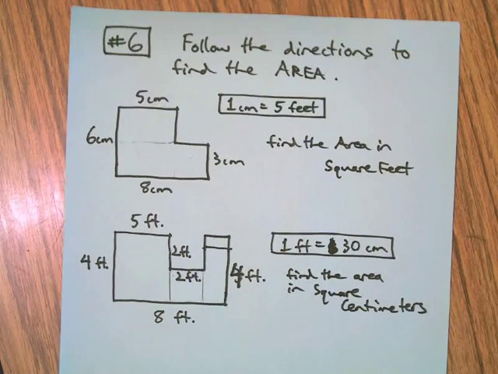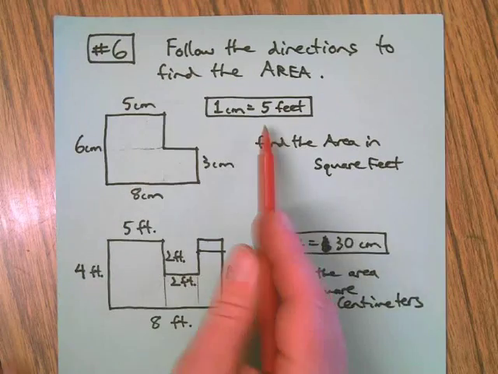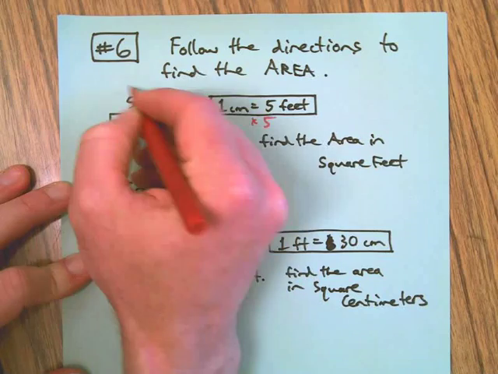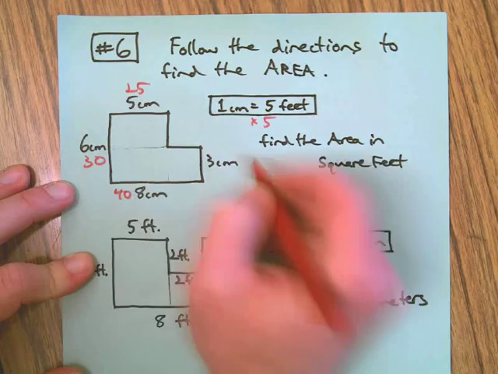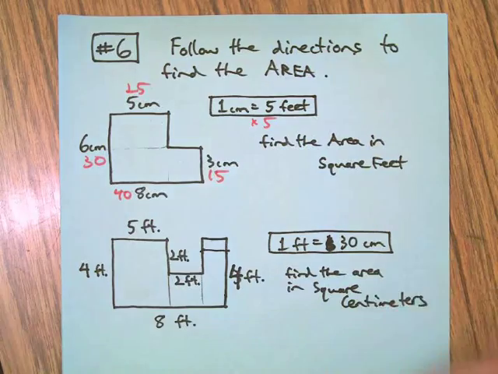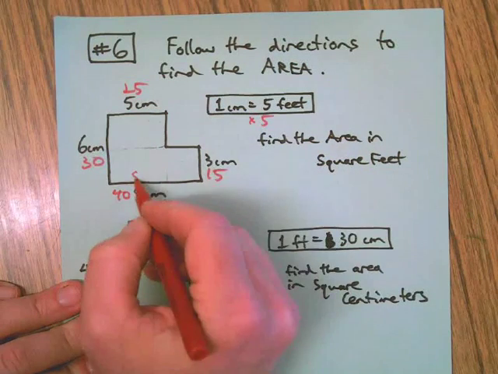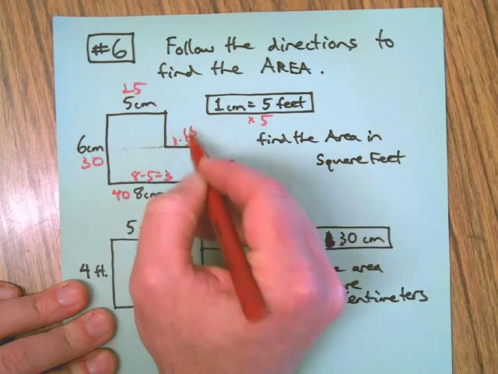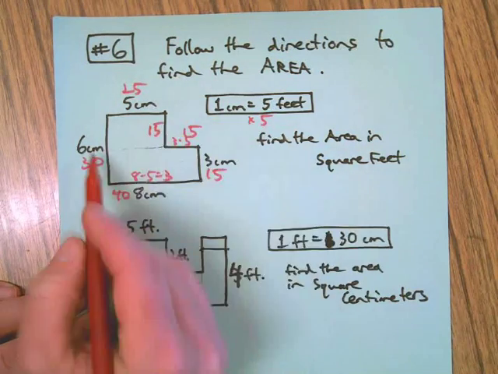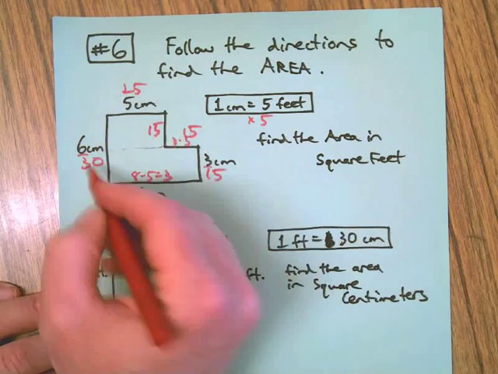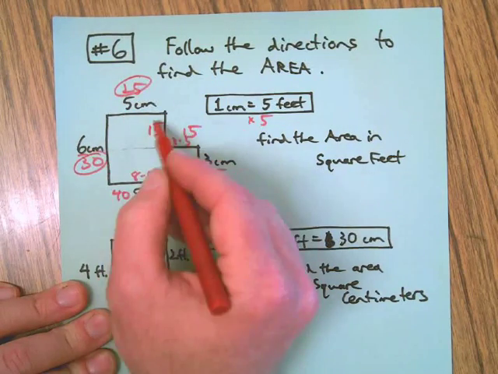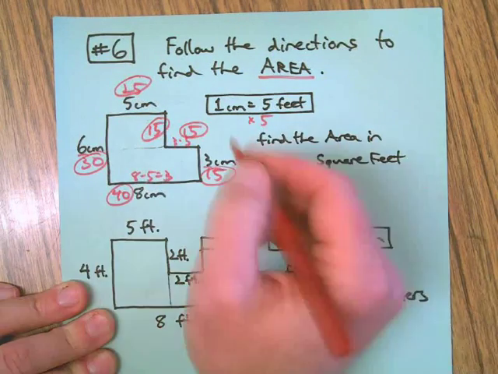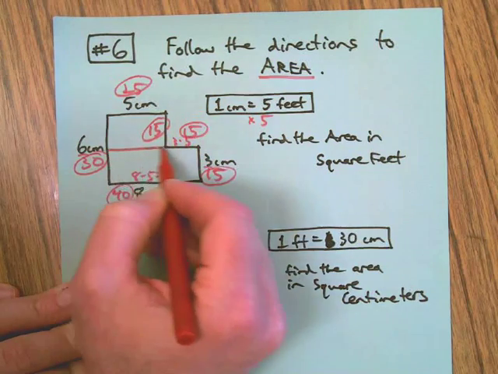Next one. We have 2 things here. I need to convert from centimeters to feet and then find the area. My multiplier is times 5, so it's going to be 30, 25, 40, 15. 8 minus 5 equals 3, so this is 3 times 5 is another 15. And this is also a 15 because I have 6 minus 3 is 3. I'm going to circle all my conversions so I don't get them mixed up with anything else. To find the area, I'm going to need to break this into pieces. I'm going to do that right here.